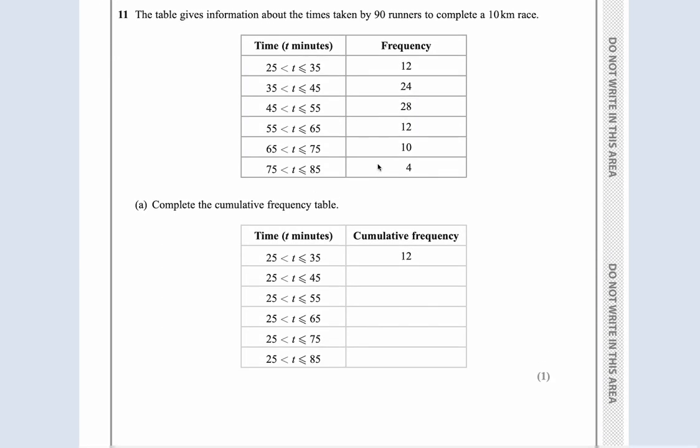All right, question 11. Hopefully this one's a bit easier. So table, times taken for 90 runners to complete a 10K race. Complete the cumulative frequency table, right? This is easy, but it's only worth 1 mark. So we just add them. 24 plus 12 is 36. 36 plus 28 is 64. 64 plus 12 is 76. Plus 10 is 86. Plus 4 is 90.